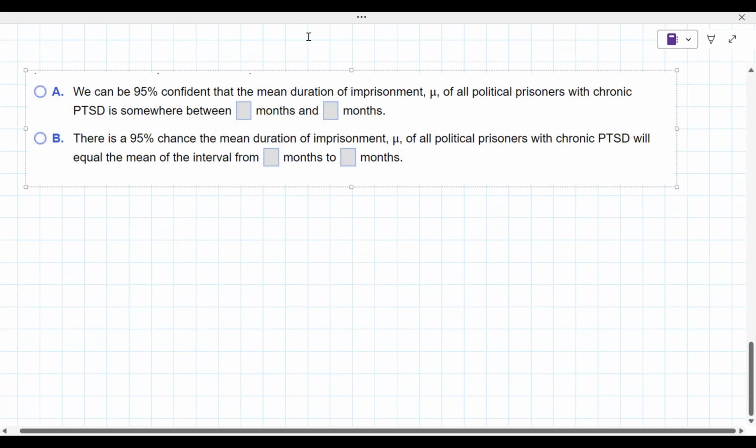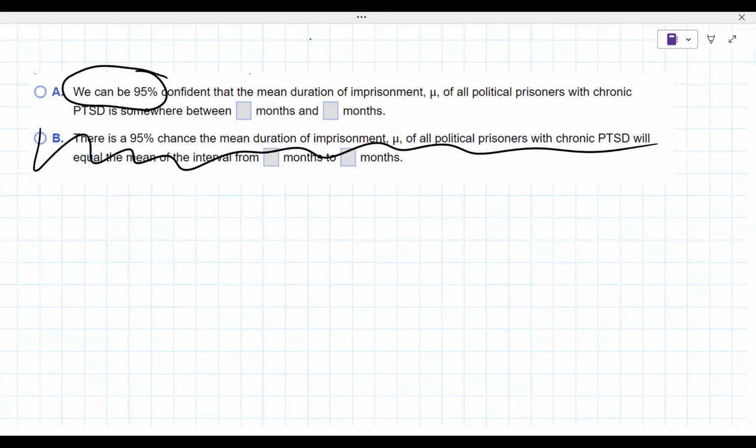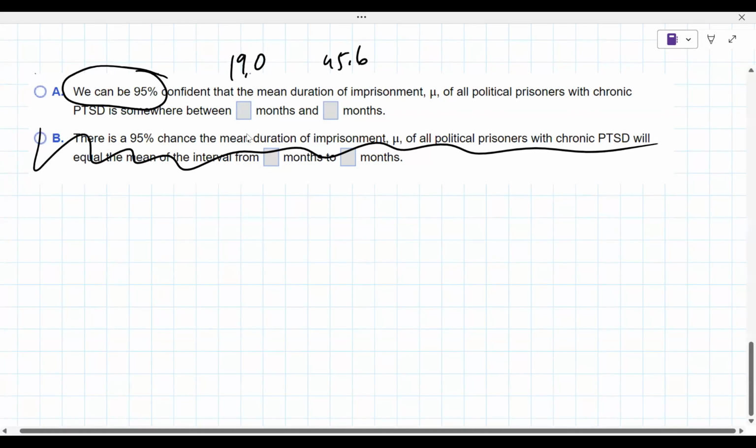So there's certain language that they use in these confidence intervals. It is always "we can be" or "we are." That's the accepted language. It's the same numbers, 19.0, 45.6, but you're going to see that on a test. They're going to have what is the right language, and you're going to know that it's "we are" or "we can be." Is that okay? Yeah. All right.